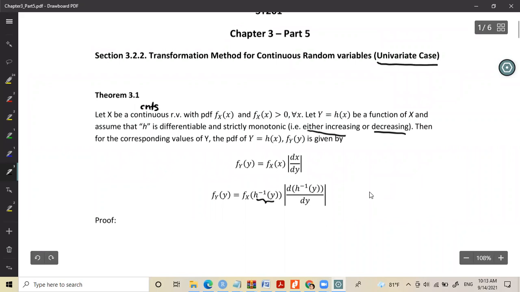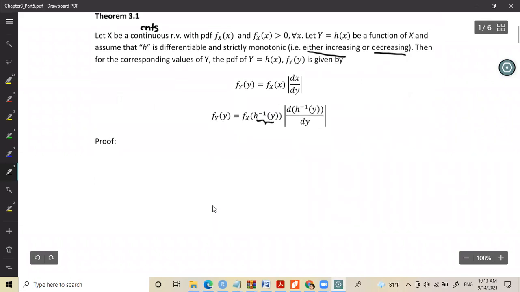Right. Now recall that the theorem says f_X is greater than 0. If it is always greater than 0, and h is strictly monotonic, either increasing or decreasing, that means we are going to do the proof for both cases. We have to consider the increasing case and also the decreasing case. And we assume that h is differentiable, right? So keeping those things in mind, let's do the proof. Pay attention very carefully. I will be uploading the notes so you can refer to them. So look at this proof. We are going to consider this in two cases.